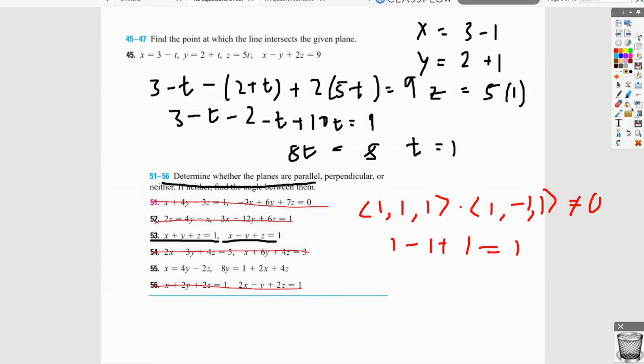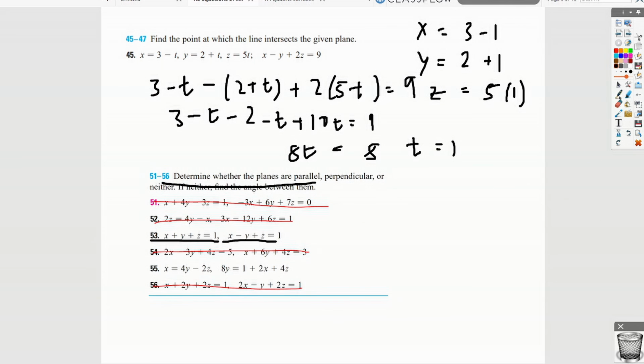Next one is x equals 4y minus 2z and 8y. Okay. So we're just going to move everything to the other side. Let's do it right now. So x minus 4y plus 2z equals 0, and minus 2x plus 8y minus 4z equals 1. So these are the two equations you get. Are they parallel? Let's see. X and minus 2x, minus 4 and 8.